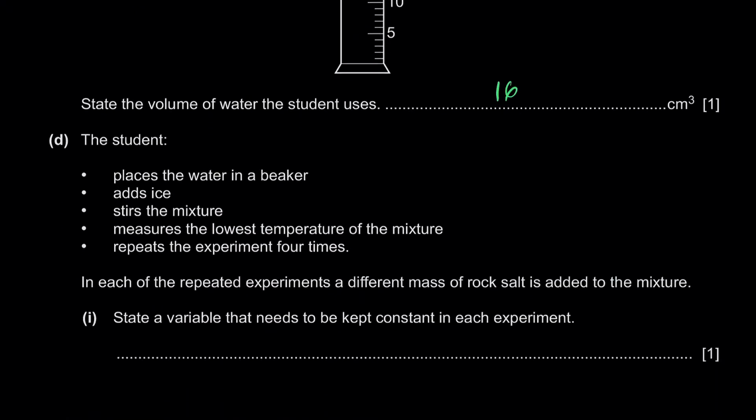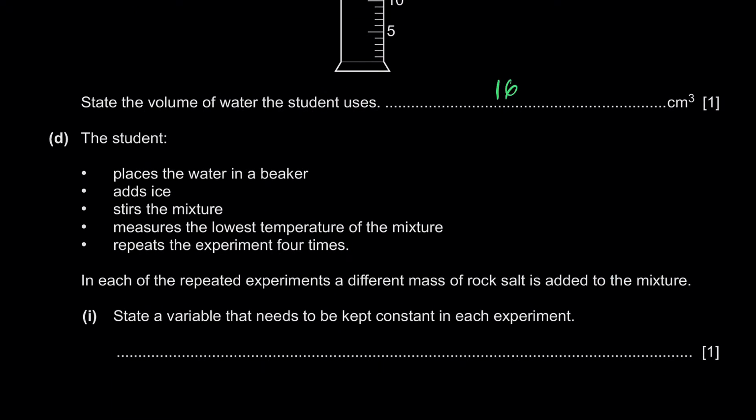Okay. The student places the water in a beaker, adds ice to it. This goes to an interesting part. Stirs the mixture, measures the lowest temperature of the mixture, repeats the experiment 4 times. In each of the repeated experiments, a different mass of rock salt is added to the mixture. State a variable that needs to be kept constant in this experiment.